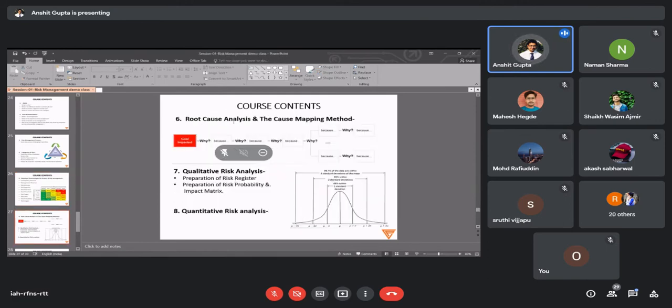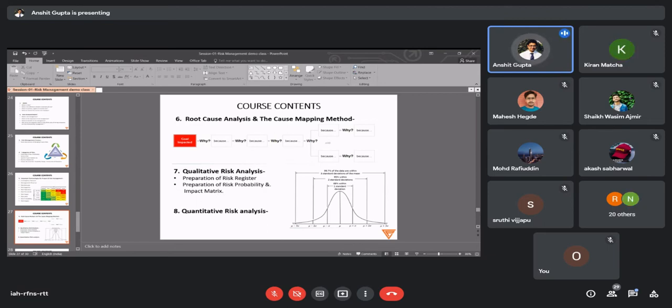Then we will do root cause analysis and the cause mapping method. Then we will discuss the qualitative risk analysis, that is preparation of the risk register. This will take 1 to 1.5 sessions. Then preparation of the risk probability and impact matrix. This will also take a 1 to 1.5 hour session.